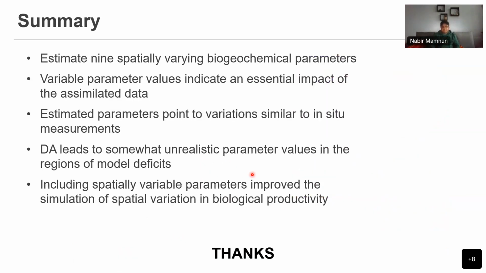In summary, we estimated 9 spatially varying biogeochemical parameters in the model. The estimated parameter values point out the essential impact of the data assimilation system. Estimated parameters show variations that are also similar to the in situ measurements. Data assimilation leads to somewhat unrealistic parameter values in the regions of model deficit. And finally, we can say that inclusion of the spatially varying parameters improves the simulation of spatially varying biological productivity in the model. Thank you all.